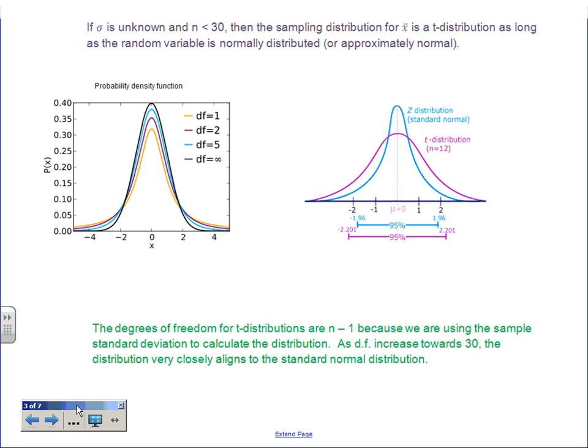So as the degrees of freedom increase towards 30, the distribution very closely aligns with the standard normal distribution, as I said already. Okay, so it's used the same, but it's used at a different time. The t-distribution is used when n is less than 30 and you don't know sigma. And that's when you're going to use this. Okay. After that, it's very similar to what we did with the z-scores for confidence intervals and all of that.